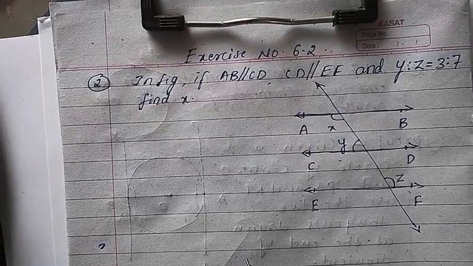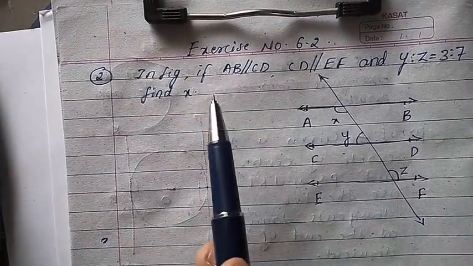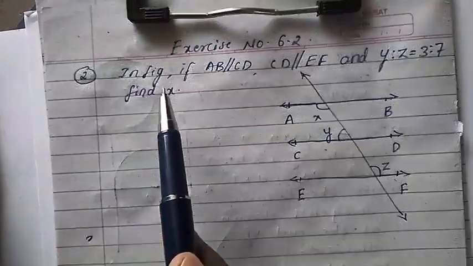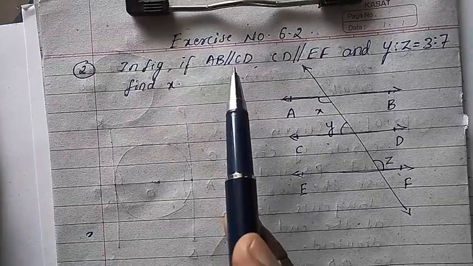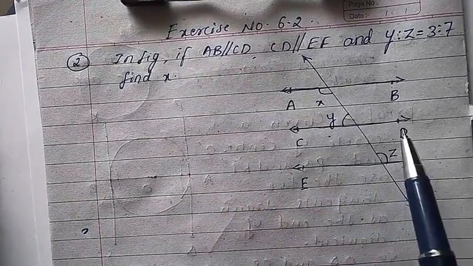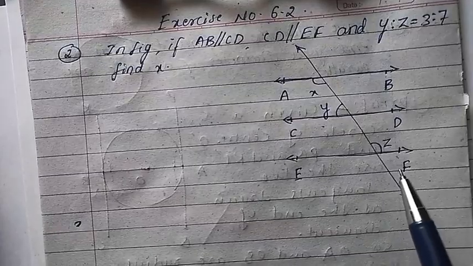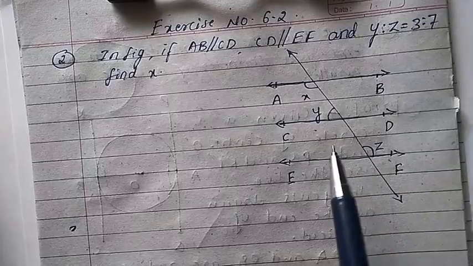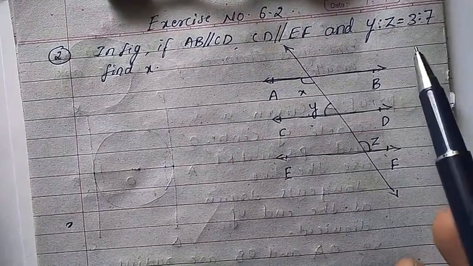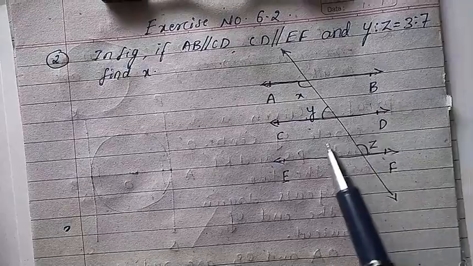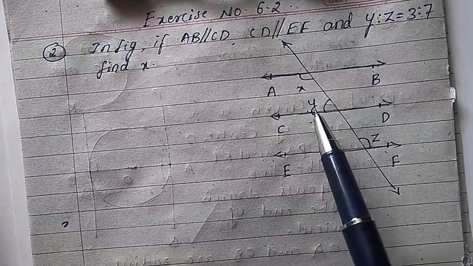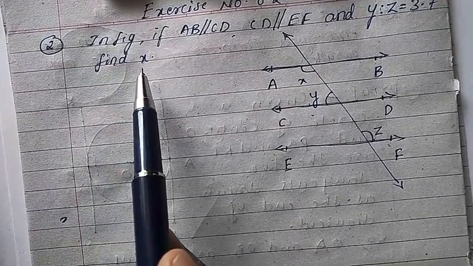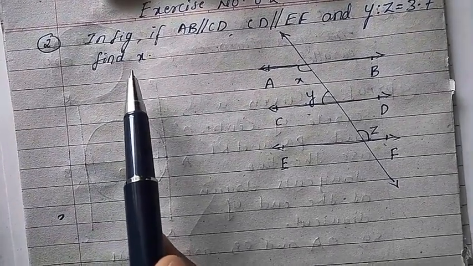Now yesterday we have seen exercise number 6.2 first one example. Now today we'll see the second one. In a figure, if AB is parallel to CD and CD is parallel to EF, these three lines are parallel and Y is to Z is equal to 3 is to 7. A ratio of the angles Y and Z has been given. Then what they asked to find here is the angle X. Find the value of X.